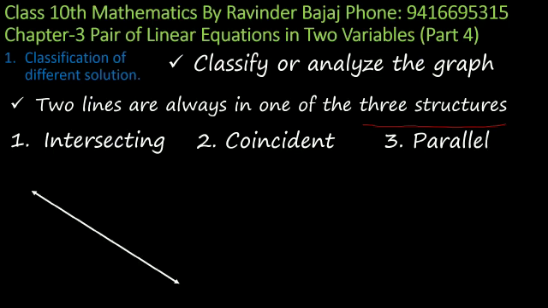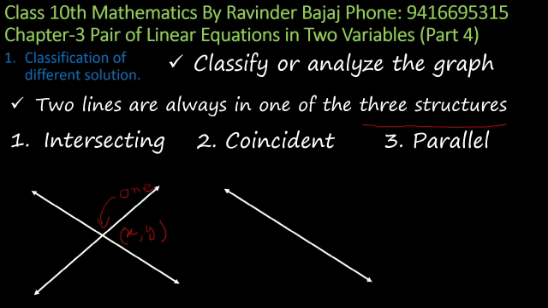If it is intersecting lines, then you will get this type of graph. Intersecting lines meet at one point only. At this one point, you will get coordinates x and y. These are the solution. So the point of intersection is called the solution of intersecting lines.